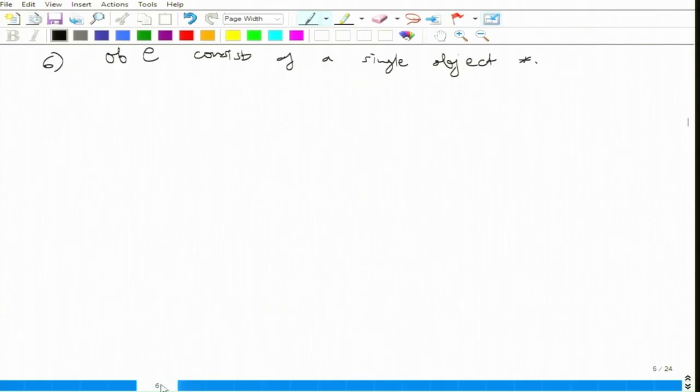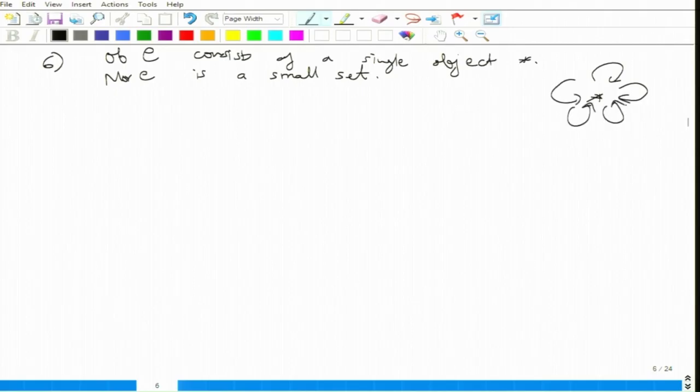So, a category C consists of a single object star, and let us say Mor(C) is a small set. Then what is this category? What can be the domain and codomain of every single morphism? Star. Right? So you have a star. This is the only object, and every morphism is sort of coming in. Then the data of your category will force it to have something.